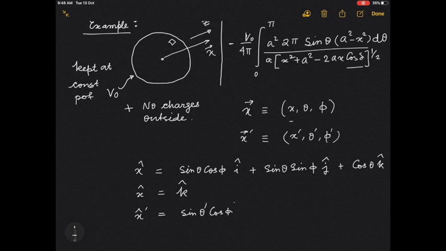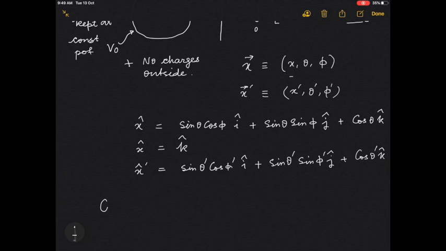X cap prime is sine theta prime cos phi prime. So remember, cos delta was x cap dot x cap prime, and now I can write them in terms of all these sines and cosines.